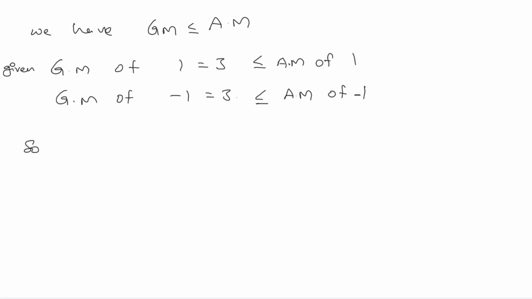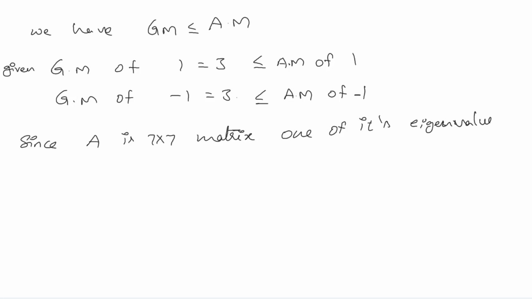Since A is a 7 cross 7 matrix, one of its eigenvalues must have algebraic multiplicity 4. Then only we can say the other one has algebraic multiplicity 3, and one has algebraic multiplicity 4, and in total we get 7.